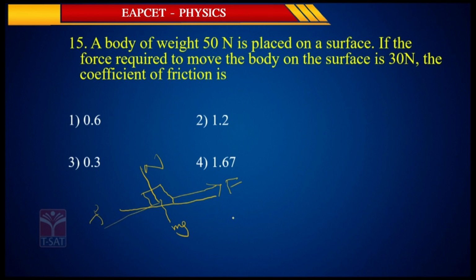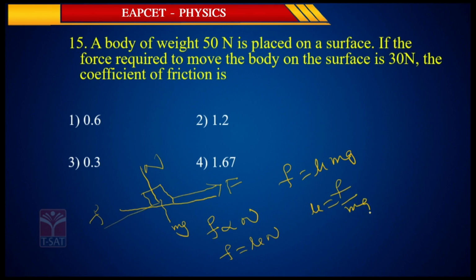Children, it is given, and you know the formula: friction F is directly proportional to the normal reaction, or F is equal to mu N. But you know that N is equal to mg. Therefore, you apply the formula F is equal to mu mg. We substituted mg in the place where N was. Now what do we have to find? mu is equal to F by mg.